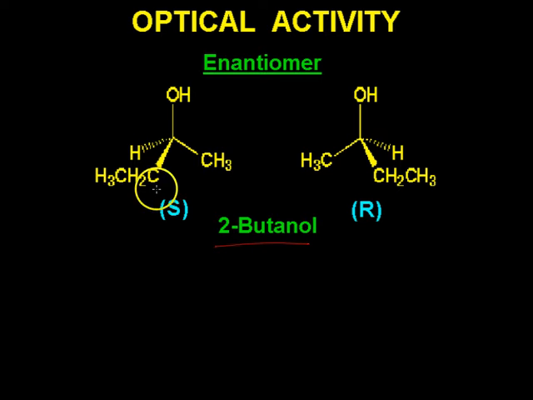Okay, this is a very simple molecule. In fact, this is 2-butanol, 1 2 3 4 carbons, with an OH group on the second carbon, right? This is called S and this is called R. Again, we're going to see why these terms are given, but for now, to differentiate the molecules, we're going to say that this is an S enantiomer and this is an R enantiomer.